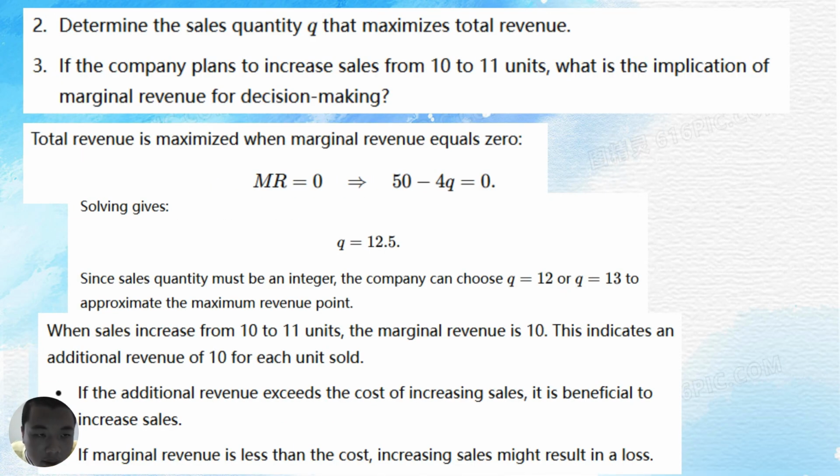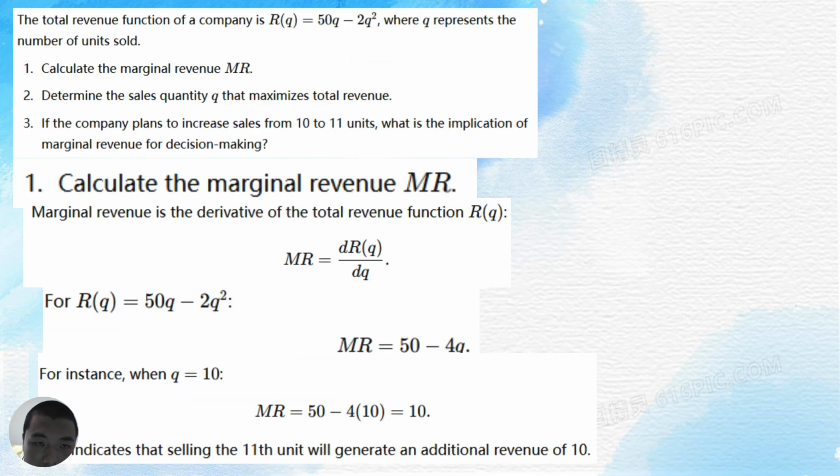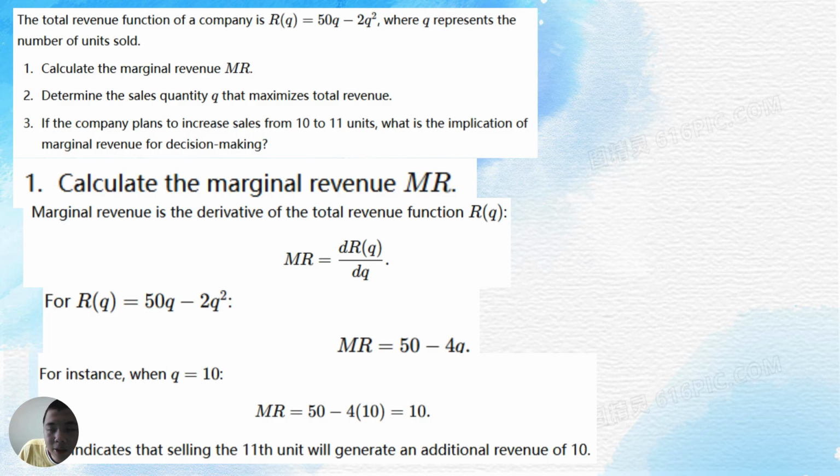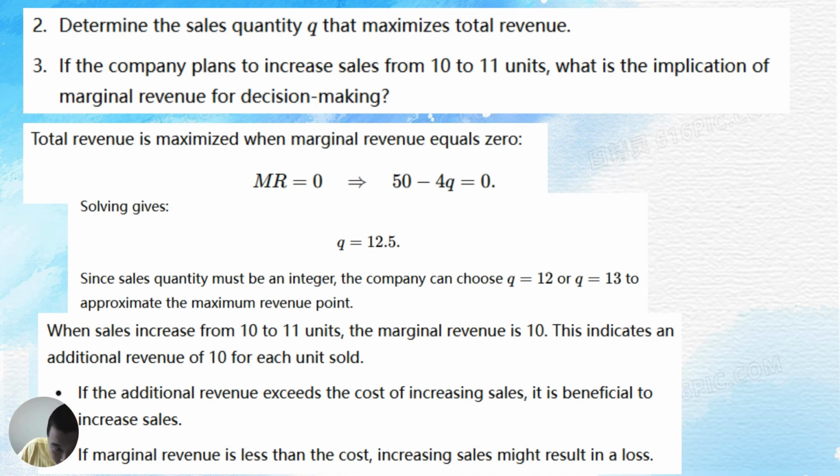And that means total revenue is maximized when marginal revenue equals 0. We let MR equal 0. Then we can find that Q equals 12.5. Since sales quantity must be an integer, the company can choose Q equals 12 or Q equals 13, because the revenue function is a parabola, so it is symmetric about Q equals 12.5.